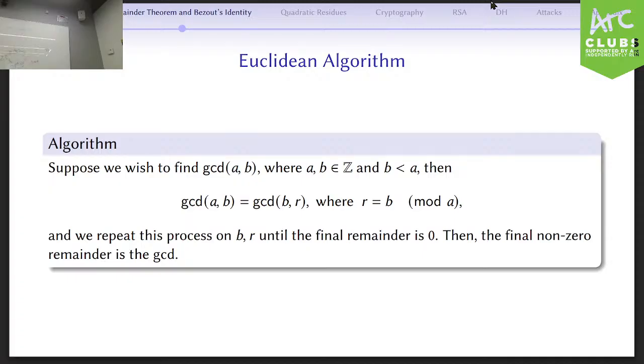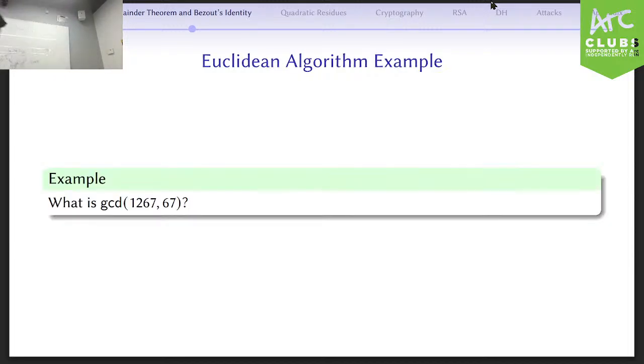So let's take a look at what that looks like in practice. Our two favorite numbers, 1267 and 67. What is the GCD of this? Does anyone have a guess right now? I'm going to show you how to do the Euclidean algorithm the long way first, before I show you the shortcut version I just showed you. Yeah, it is 1, but let's walk through it.